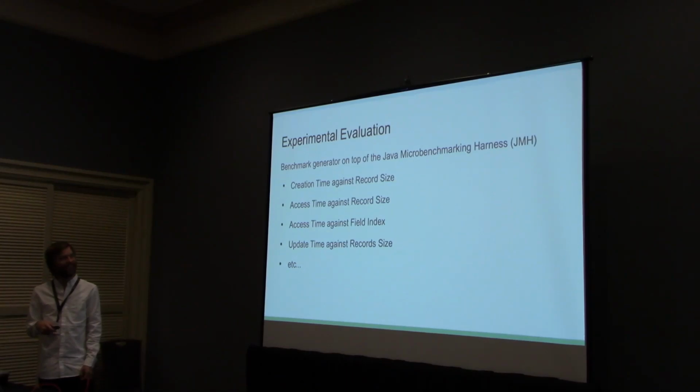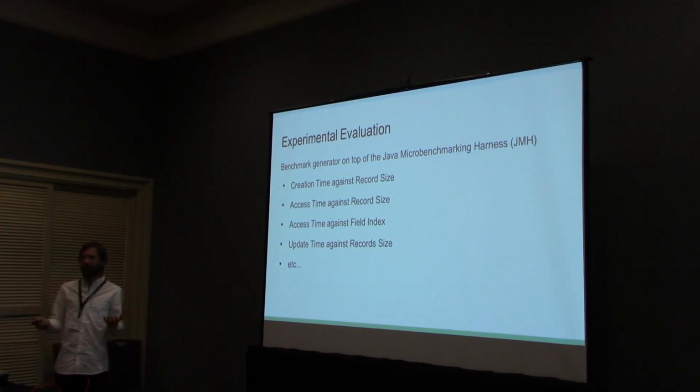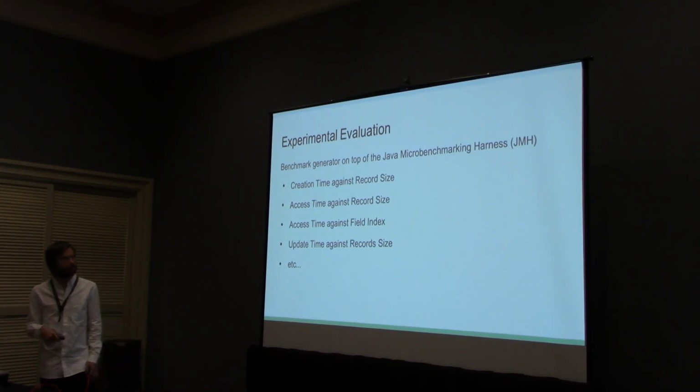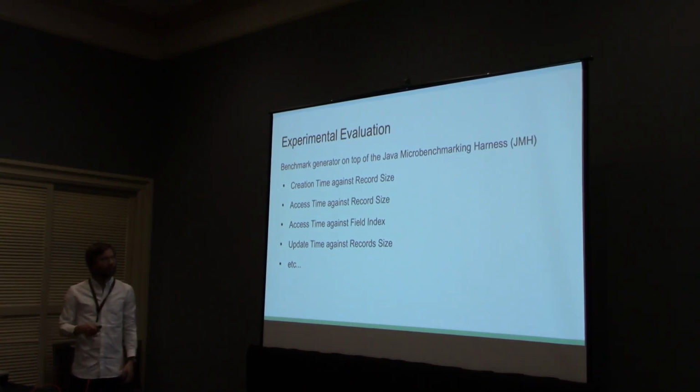Since we're using Scala's immutable hash map as the underlying data structure, what are the runtime implications of that, compared to classes? So we have created this benchmarking library that allows you to micro-benchmark a lot of different operations on records. We measure creation time, access time, update time, etc. But I will only show you a few results here.